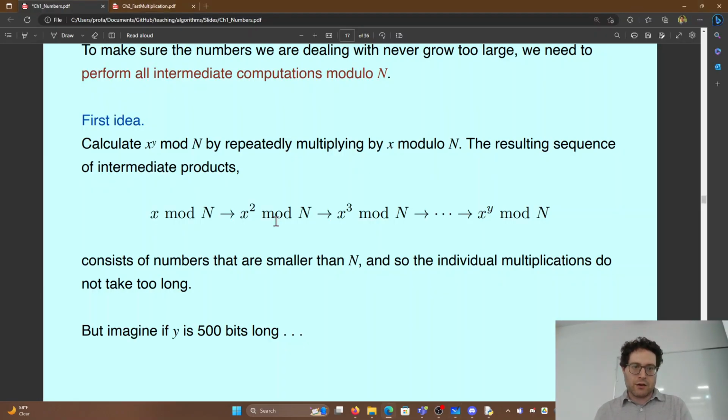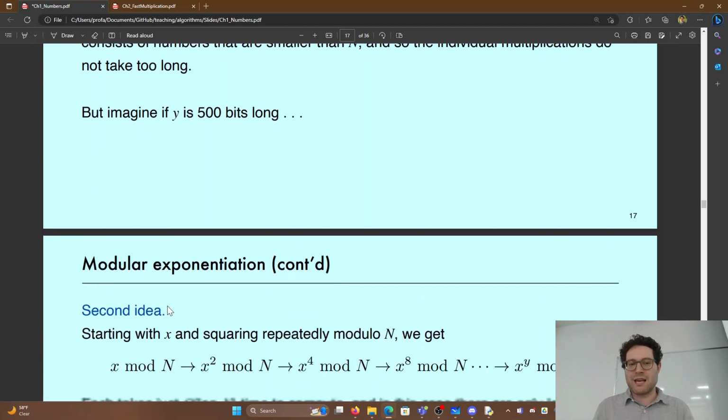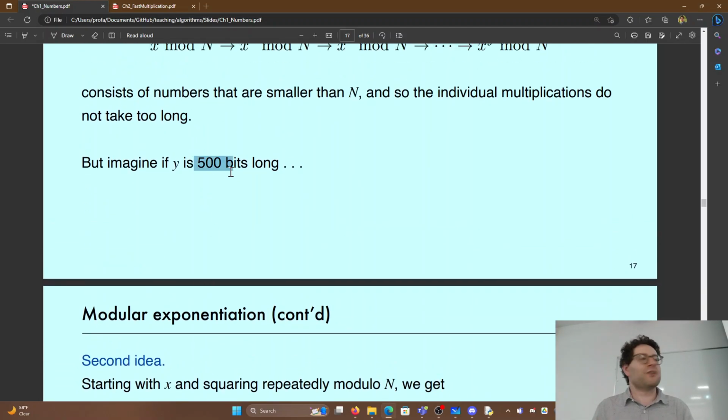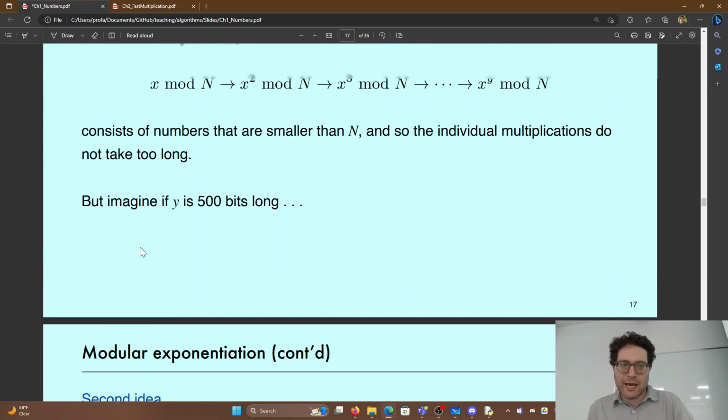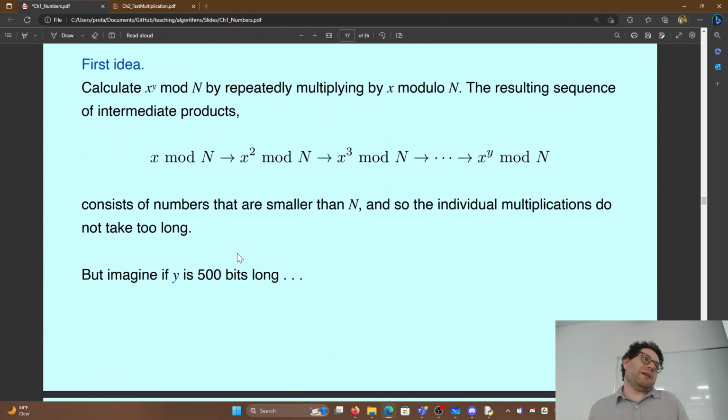So what we want to do here is, if we want to calculate x to the yth power, we do x, mod it by n, then multiply that by x and mod it by n, then multiply it by x again and mod it by n, so that we always have a result that's small, right? Smaller than just computing it directly. Okay, so x to the yth mod n. The individual multiplications in this case, we've got y of them, but they're not going to take too long. But imagine if y is 500 bits long. Okay, it's still going to be painful.